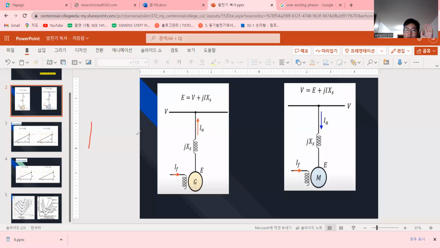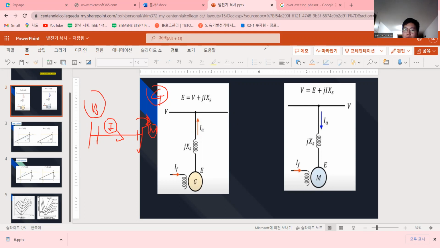What I mean is we are sending from Vs to here, to I, right? So for the generator we are sending, and for the motor we are consuming, right? The motor is consuming. The current direction is the same, but what I mean is the motor is receiving. So it is a totally different concept. That's why you should compare what is the leading current and what is the lagging current when you interpret the V curve for the motor and generator.